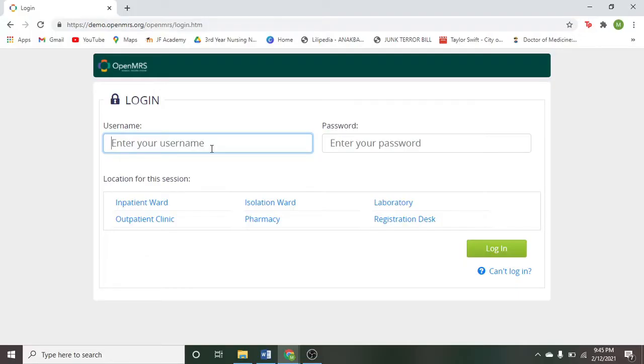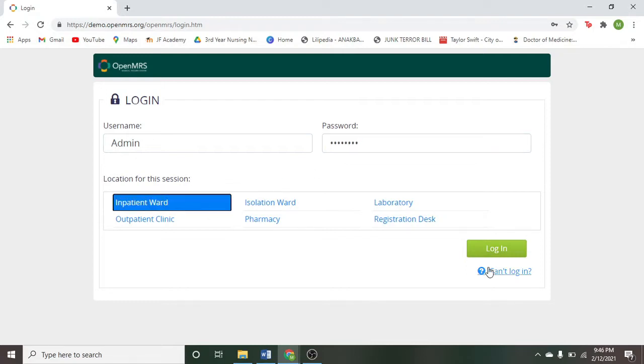Let's now proceed on the demonstration by using the OpenMRS, which is a platform that is flexible and user-friendly. The first step is to log into the website, and for this purpose, we will be using the inpatient ward. And then, explain to the client the procedure.